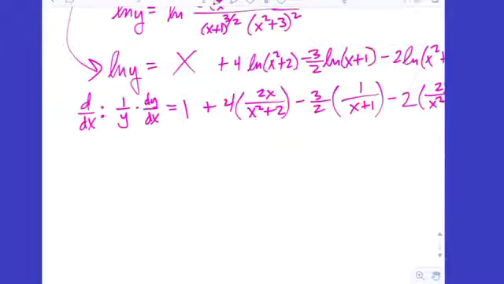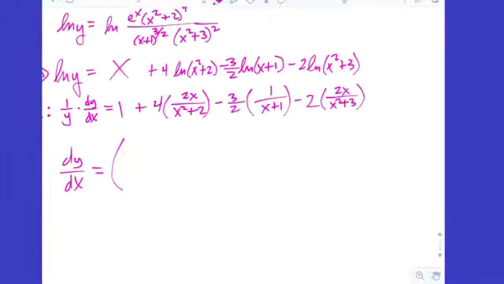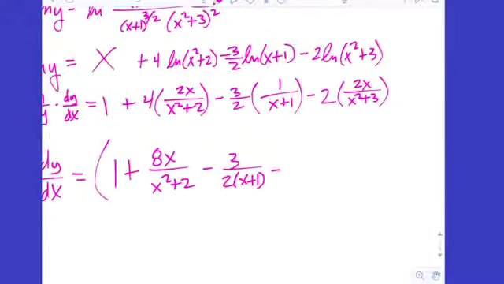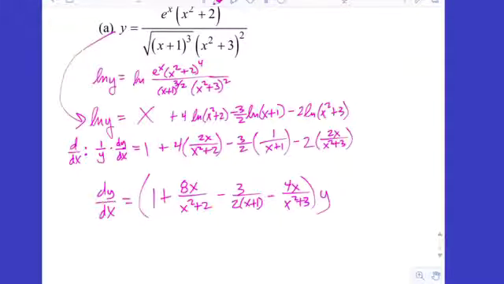By y. I'm not going to show that. dy dx is left on the left, we multiply by y, and then we're going to get all of this stuff, 1 plus... Now you can go through and simplify. I'm going to call that an 8x over x squared plus 2, minus 3 over 2 quantity x plus 1, minus 4x over x squared plus 3, times y. Now, guess what?